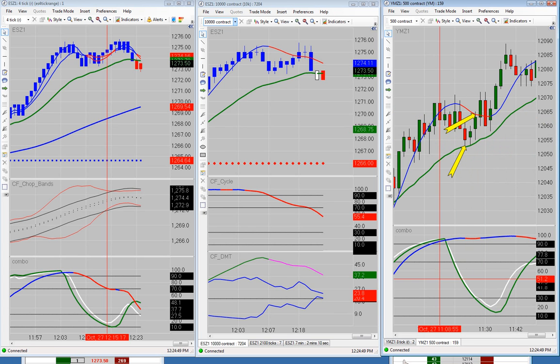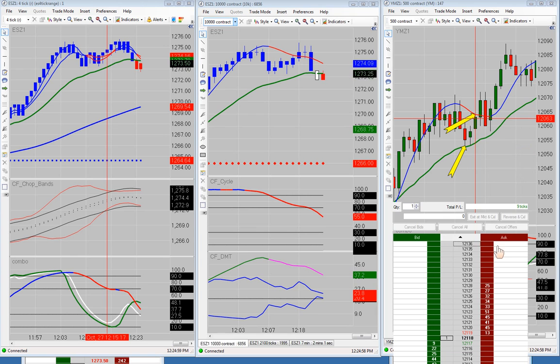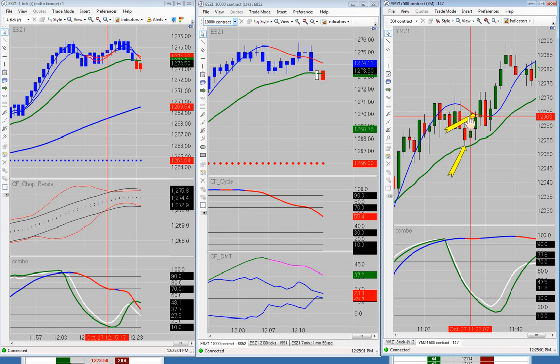From the time we entered the trade to the time that the MA1 moved down here, it ended up being just 9 ticks. That's where we got our 9 ticks. All right. Now, when it hit the MA1, it took us out, and we got our profit.